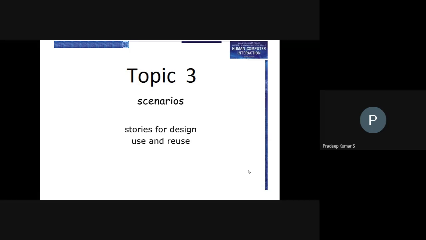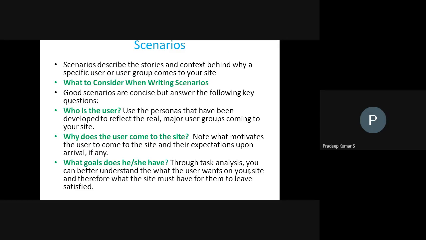Tell about the story for design, use and reuse. That is the scenario. Here, the scenario describes the stories and context behind why a specific user or group of users come to your site.